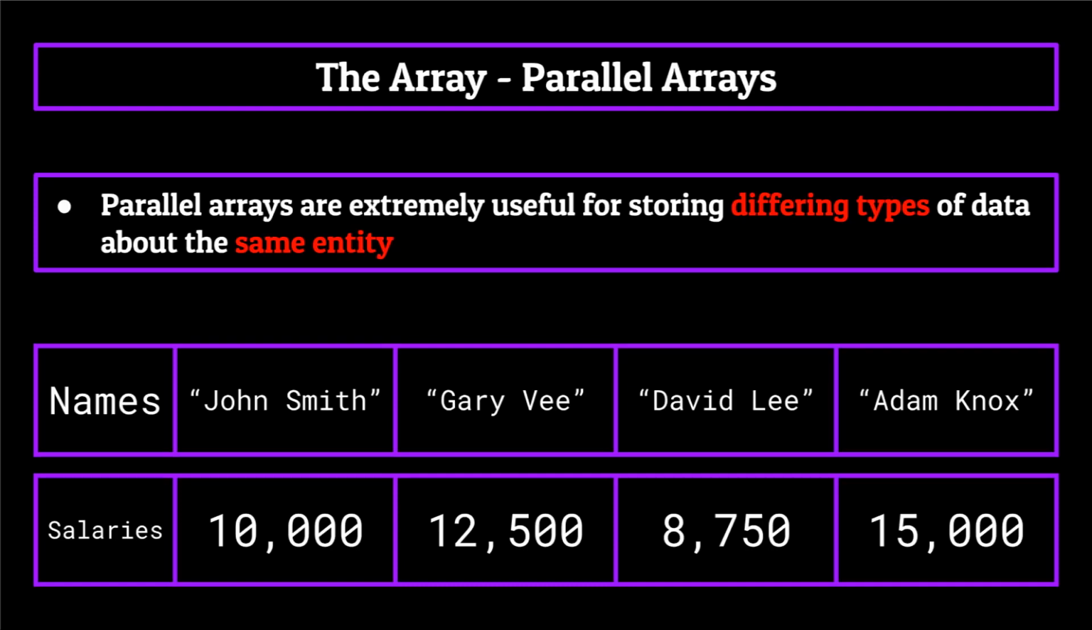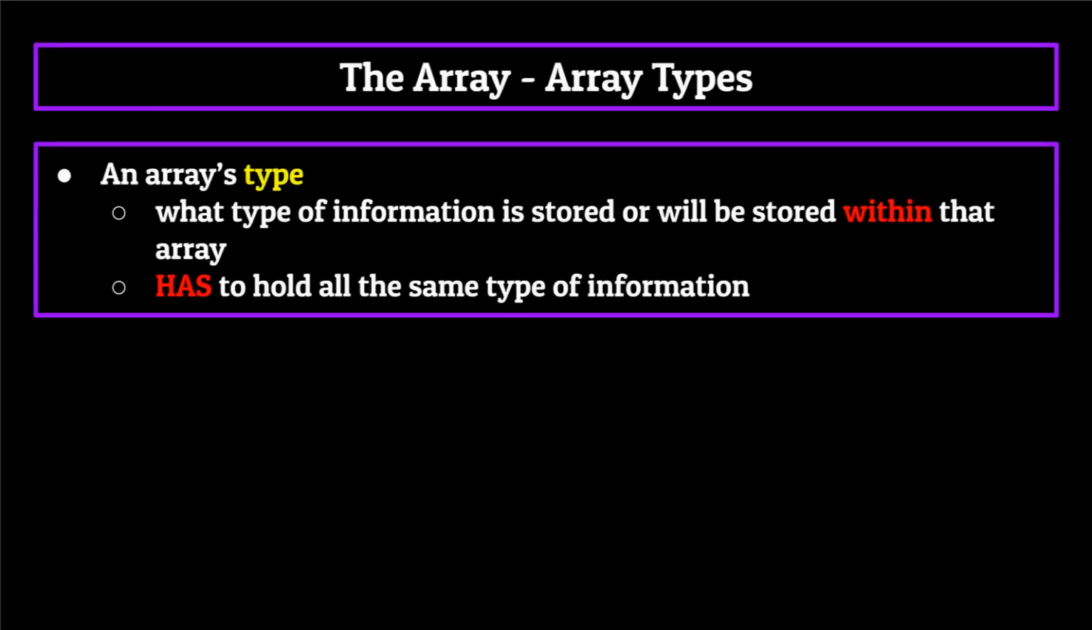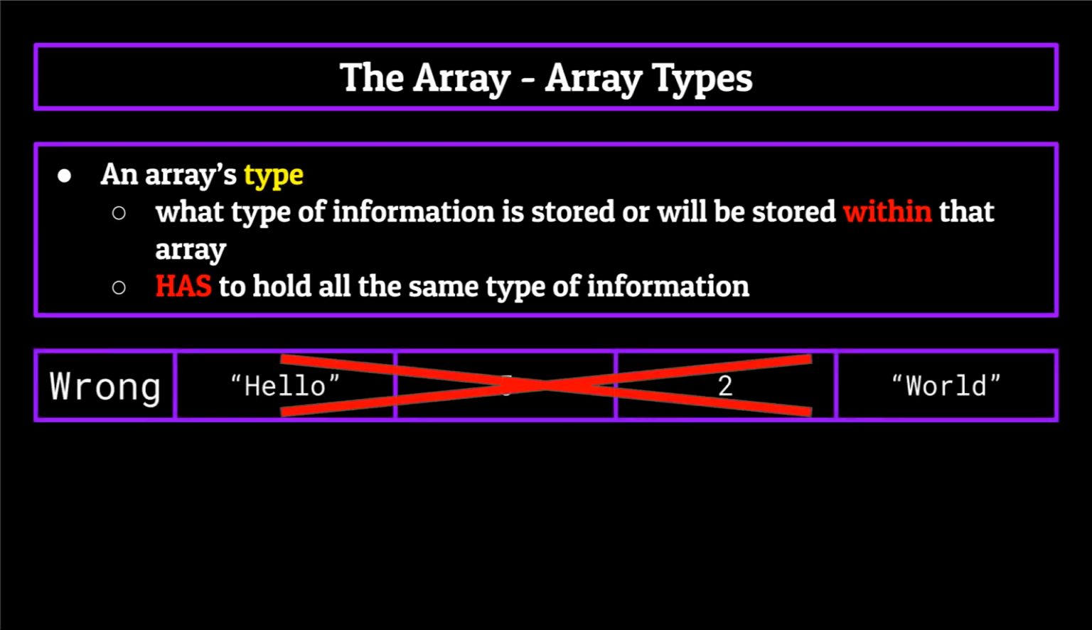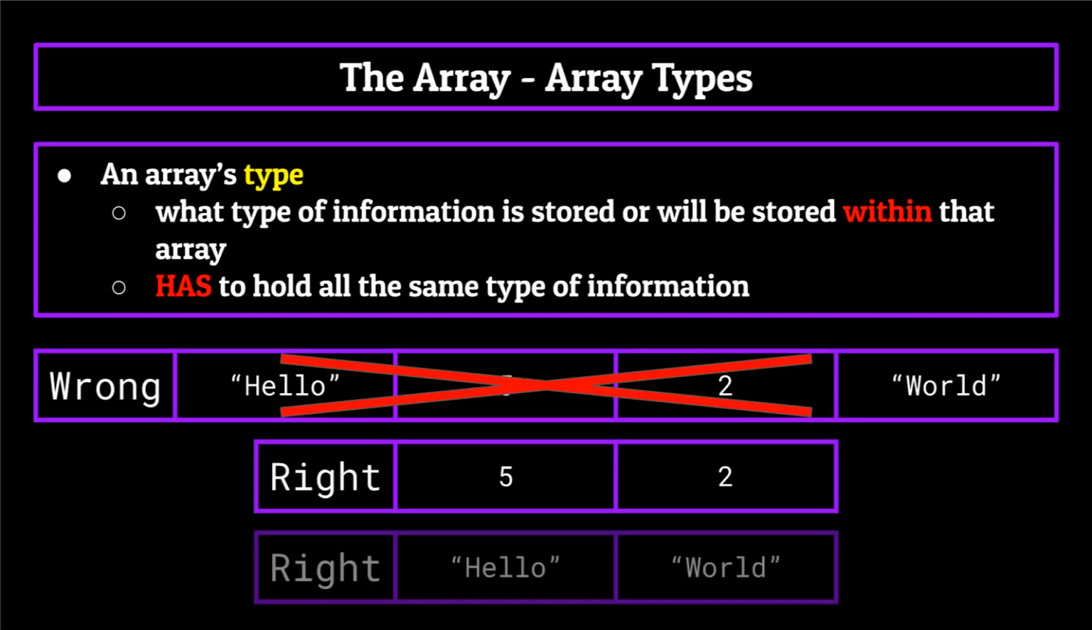Alright, tangent over. Let's get back to the attributes of arrays. And the second one we'll be talking about, the array's type. Now, an array's type is simply what type of information is stored or will be stored within that array. One of the biggest stipulations about arrays is that it has to hold all the same type of information. So you cannot have an array containing integers and strings. It would have to be either an array of only integers or only strings. This works for any type of information you would want to store within the array, meaning every element or spot within the array must be of the same type.